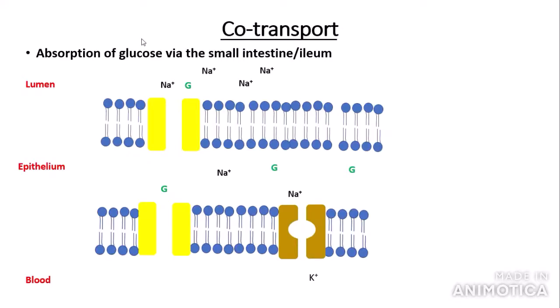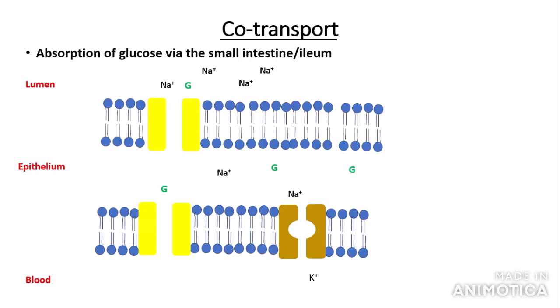So the next mode of transport that you need to know about is co-transport. Co-transport is when two molecules are transported together, one going down its concentration gradient and one going against its concentration gradient. Now, the AQA specification wants you to know this in the context of the absorption of glucose via the small intestine, or otherwise known as the ileum.